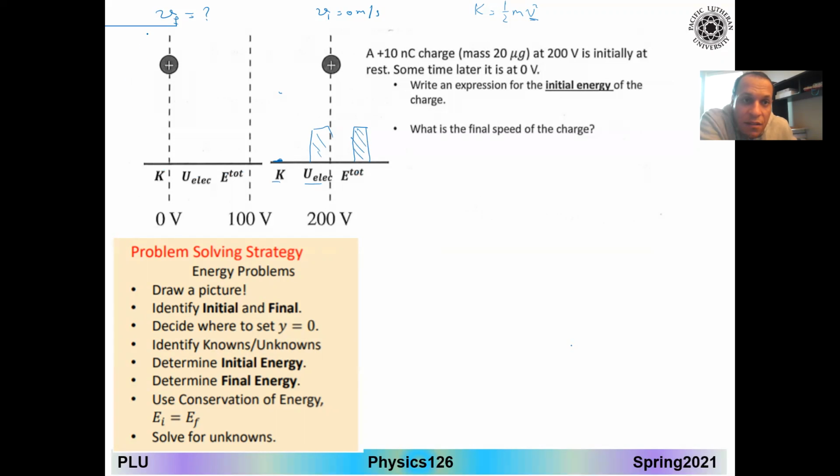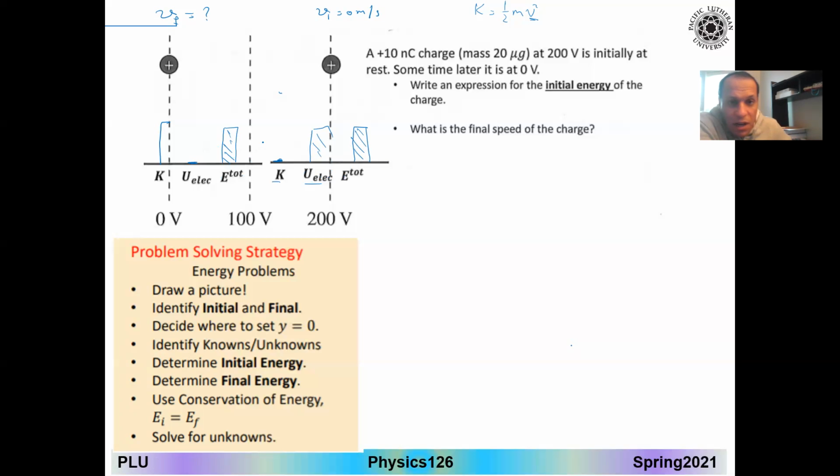Okay? And in the final situation, the scenario is different. The charge already has speed, so it ends up with speed. That means it has kinetic energy. So this is the kinetic energy, and it has 0 volt, meaning it doesn't have any electrical potential energy. The total is just adding those together to find the total energy. So this is the initial position with the initial energy, and this is the final energy.